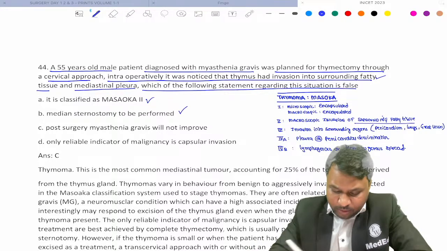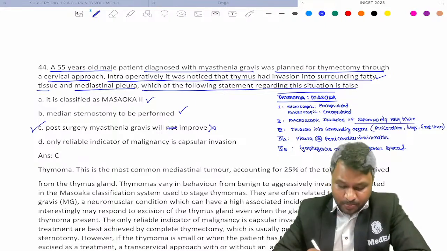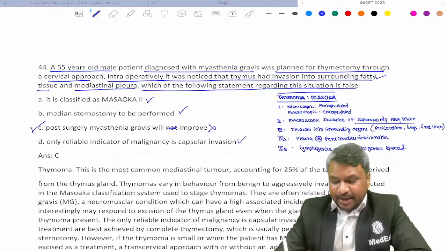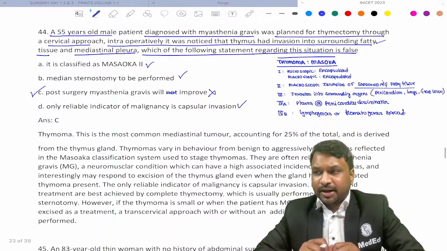Median sternotomy to be performed. Post surgery, myasthenia gravis will improve, it responds. The only reliable indicator of malignancy is capsular invasion in thymomas. That is also absolutely correct, right? All these statements are correct.